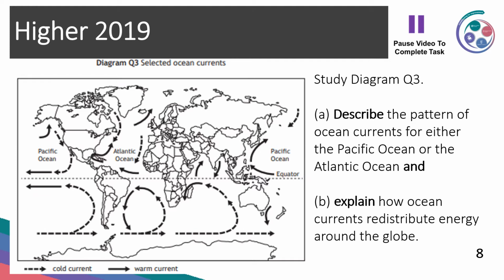Now, it's an 8-mark question, so the maximum you'll get for describe is, in this case, 5 marks. Generally speaking, it's about half marks for describe, if it's a describe and explain split. So 4 or 5 marks for describe. And if you want to pause the video here, you can then attempt this question. We'll go over answers in the next slide.